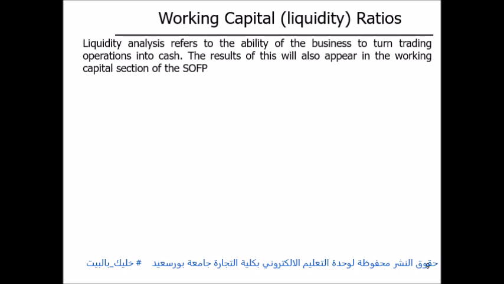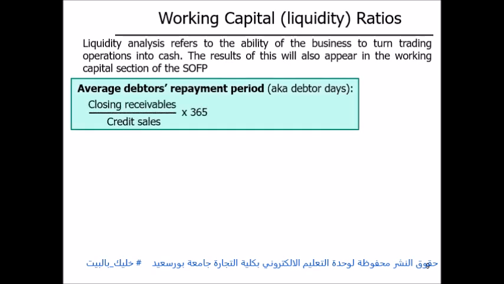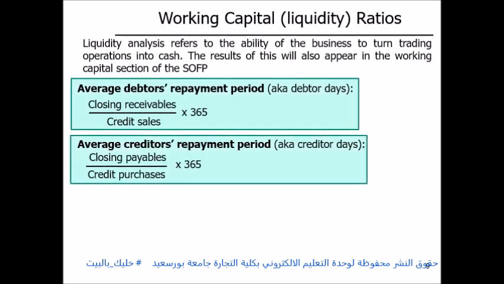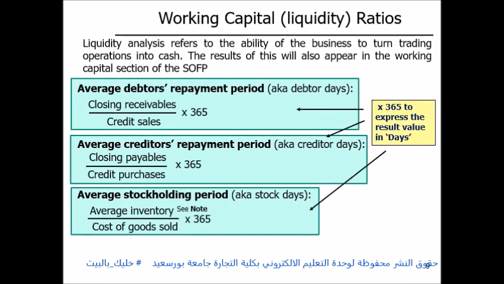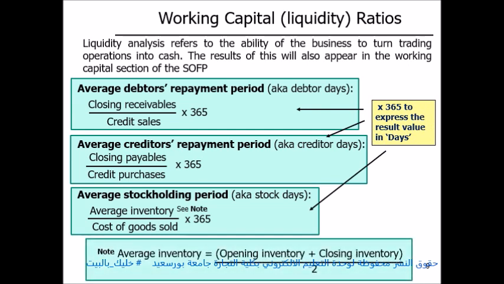Now, how to calculate working capital ratios, or liquidity ratios? Liquidity analysis refers to the ability of the business to turn trading operations into cash. The results will also appear in the working capital section of the statement of financial position. We have three main ratios in the working capital ratios.